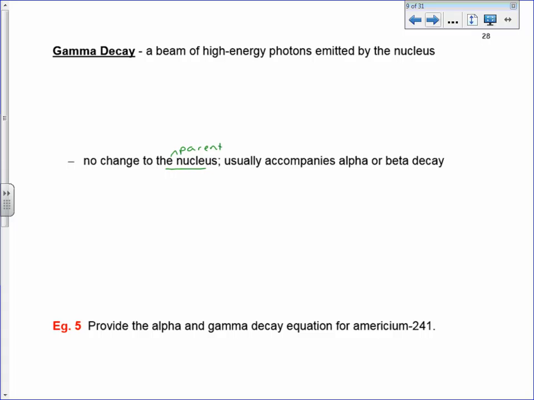Okay, and it usually accompanies alpha or beta decay. So you do it all as one equation. Don't do it separately. It's done in one step. So you have the parent nucleus, and then how we write gamma decay: A is 0 and Z is 0, and then it's got that funny little upside down fish. So then your daughter nucleus is the same as the parent nucleus, or it's altered as a result of the other type of decay that the particle is undergoing at the same time.